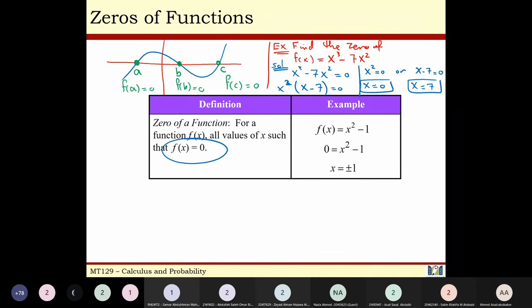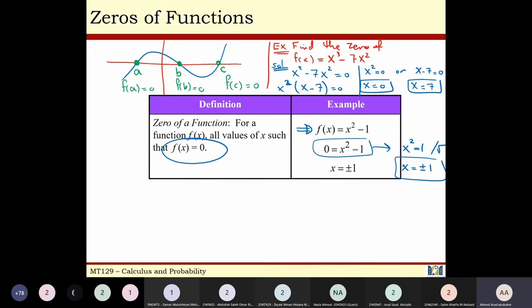Okay. Another example. Look at this. Find the zero of this one. So put x squared minus 1 equals 0. Now move negative 1 to the other side, so we have x squared equal 1. Take the radical for both sides, so we have x equal positive negative 1, because the radical of 1 equals 1. When we take the radical for x squared, for any square, we have positive negative.